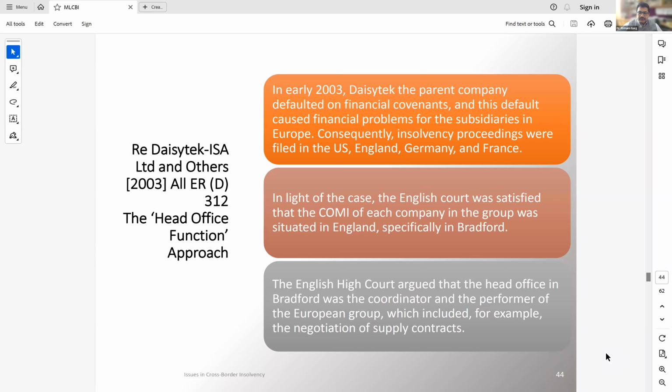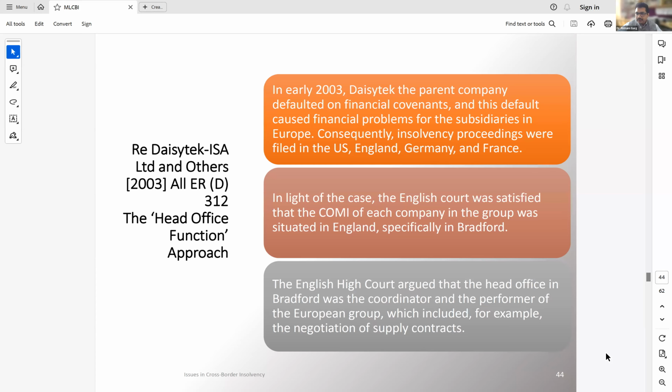So what was the factor here? In this case, what was the factor which the British court considered they could use to consolidate the proceedings of the various subsidiaries and the holdco located across 4 jurisdictions into one place? They considered that at Bradford there was a head office, and the head office, by virtue of the control it was exercising over the entire group, was where the main transactions were being concluded.